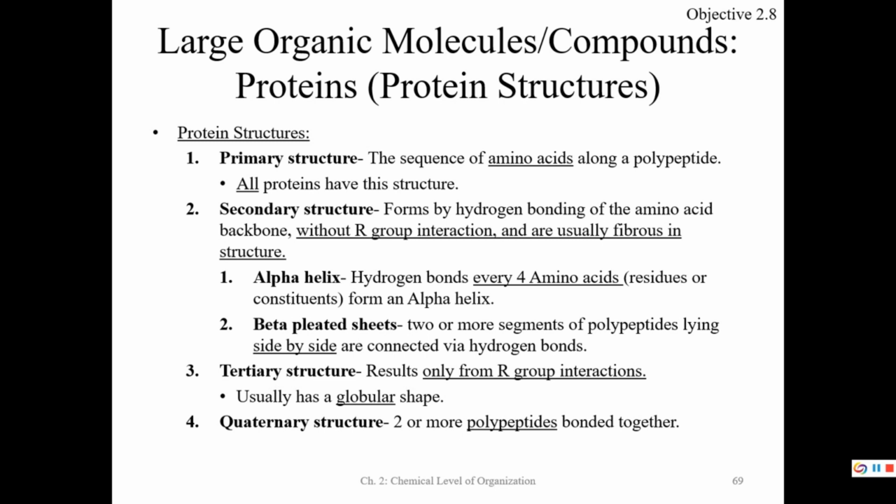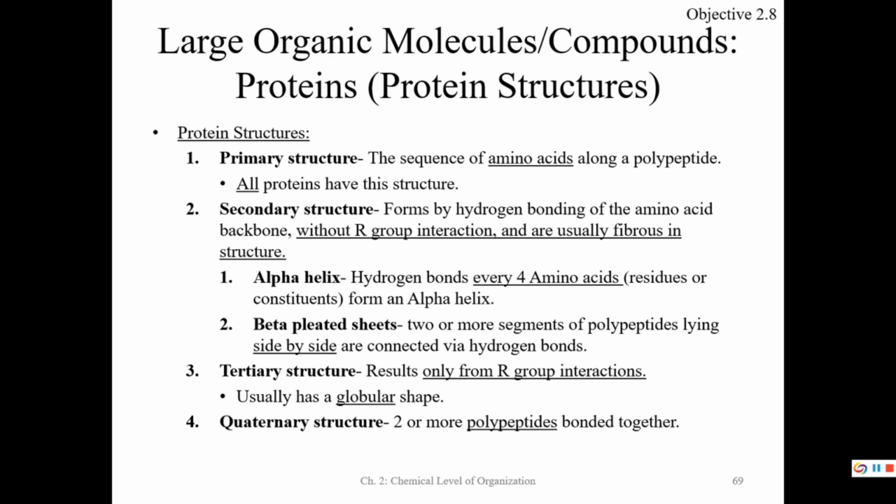Okay. Now, your primary structure, that's your sequence of amino acids. Your secondary structure is when hydrogen bonds form without R groups. This is usually fibrous in structure. It can be an alpha helix. That's if you take every 4th amino acid residue and bond hydrogen bonds every 4 amino acids, then you will have an alpha helix. If 2 or more polypeptides are lying side by side and they connect through hydrogen bonds, you form a beta pleated sheet. A tertiary structure is when you have your R groups interacting, and they are normally globular.